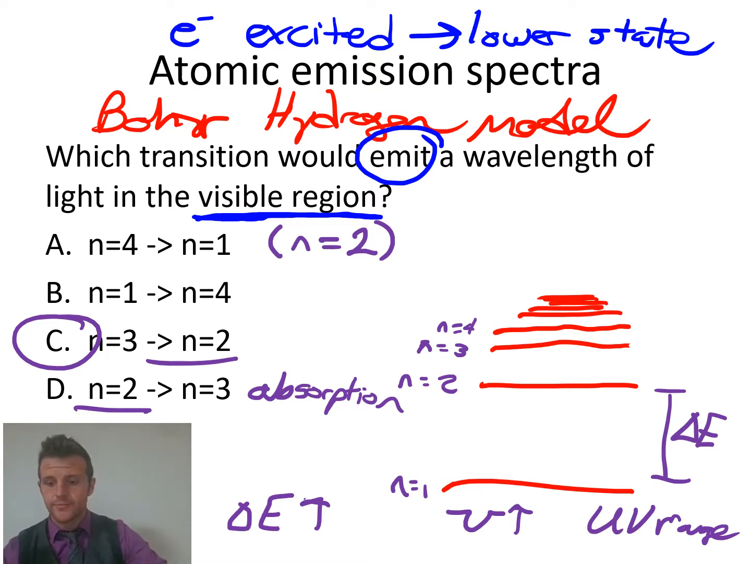C is going to be the correct answer here. If they asked for something, what would emit a wavelength in the ultraviolet range, then you would be looking for something dropping down to 1. And if they asked for something in the infrared range, then it's going to only drop down to n equals 3. We'll talk about that later.